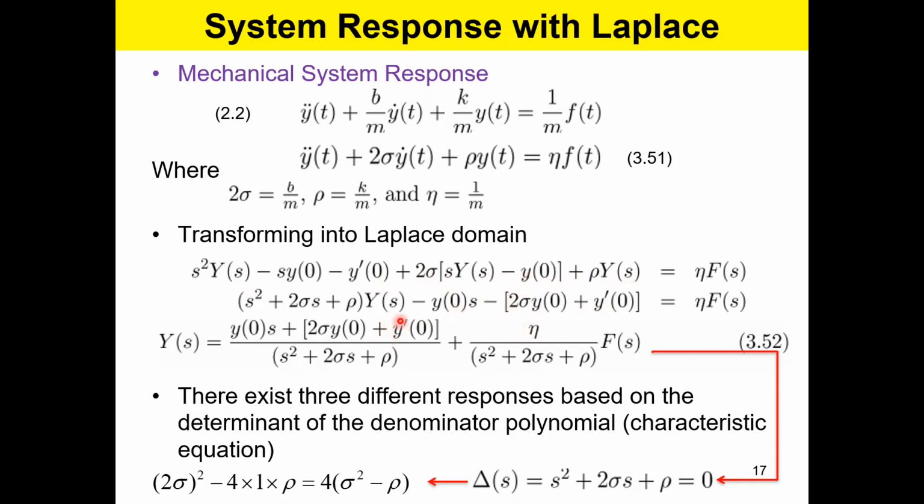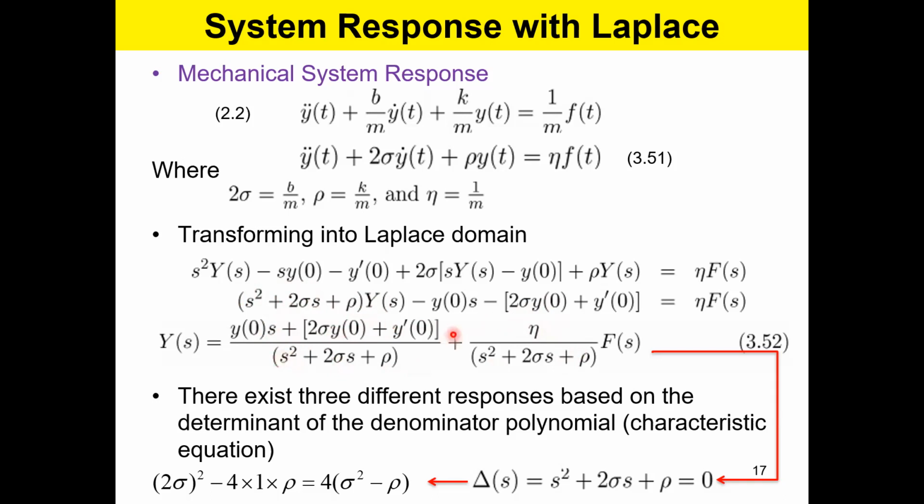So the equation will look like this if you further simplify it, so that this constant term goes to the right hand side. Then it becomes eta F(s) minus this thing, divided by the coefficient in front of Y(s). So that is s square plus 2 sigma s plus rho, right? And in the next step, this goes to the right hand side. And this is how it looks like.